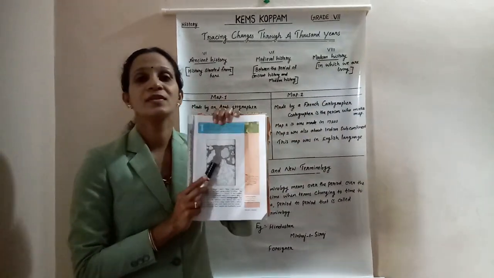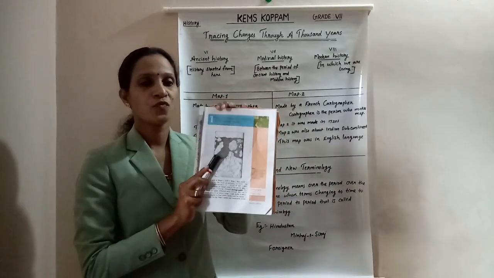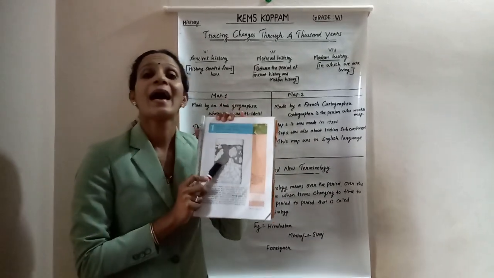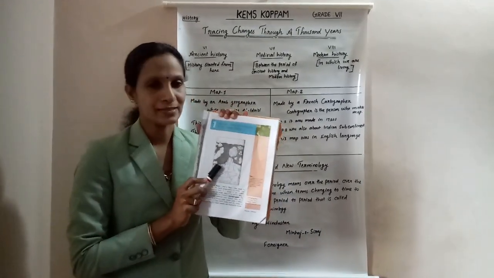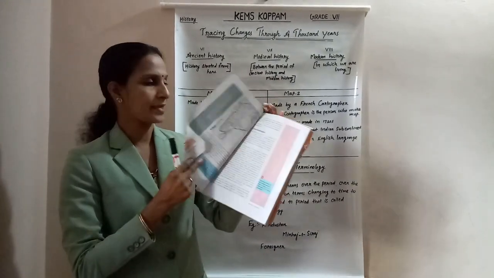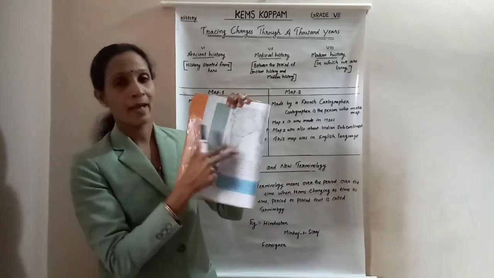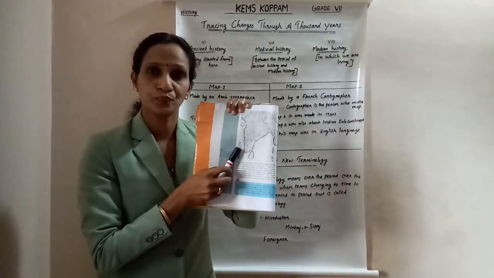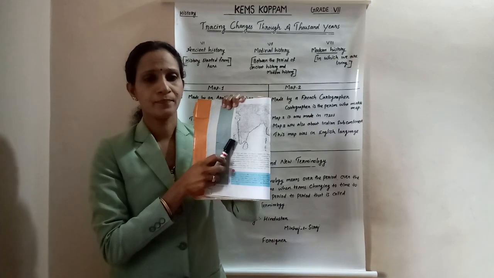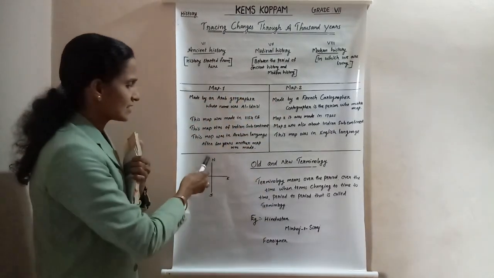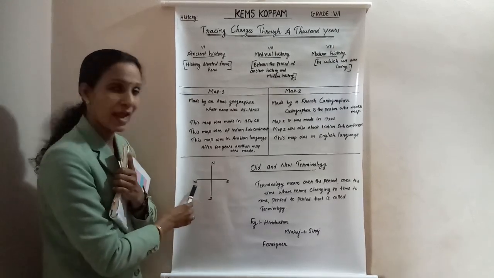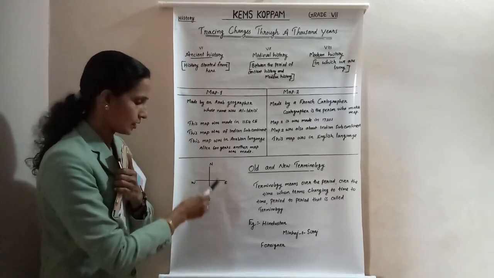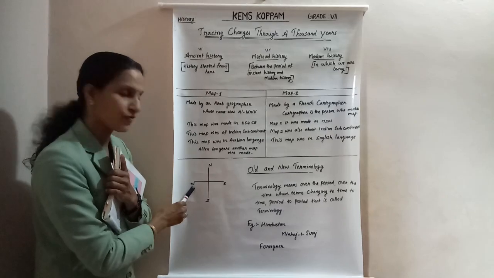This is the first map, map 1. The first map was made by Al-Idrisi. Why is this map different from the second map? This is map 2. These are the sides: north, south, east and west.